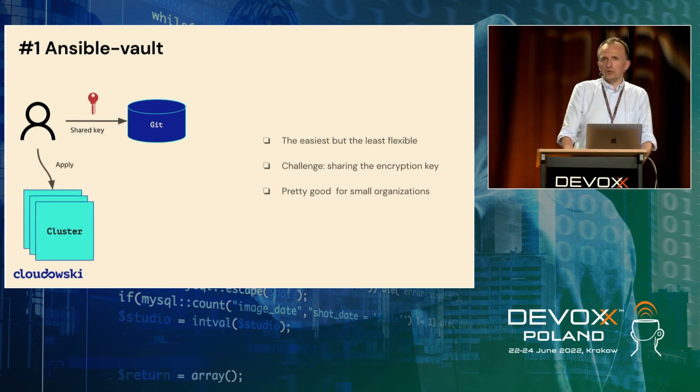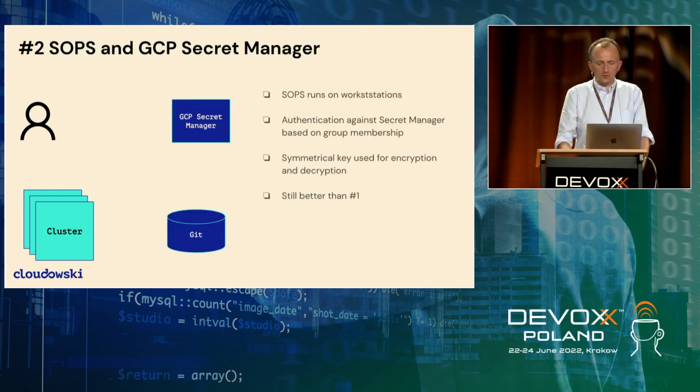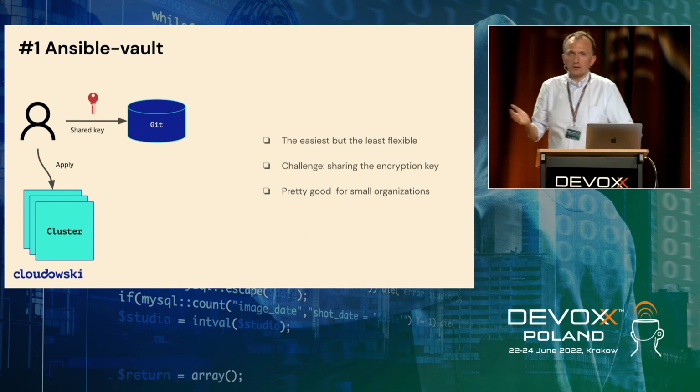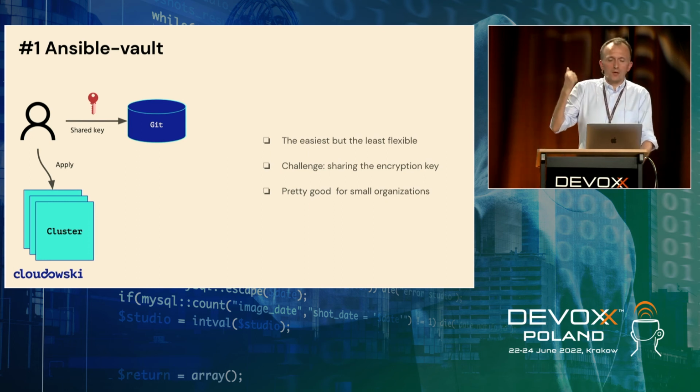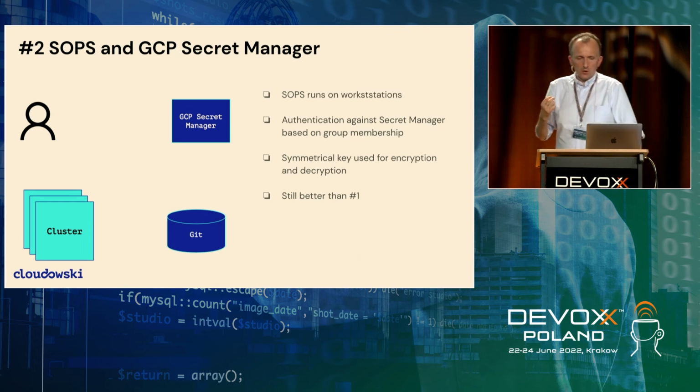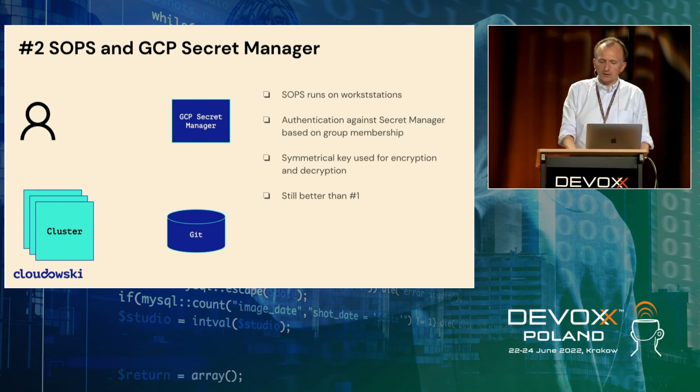And we use some symmetrical key to encrypt data in our Git repository. And then we had to manually apply our manifest. So as you may notice, it was before our GitOps approach. So the second solution was a lot better.